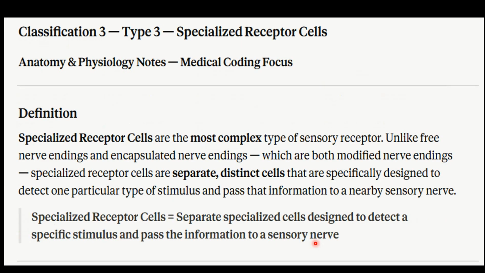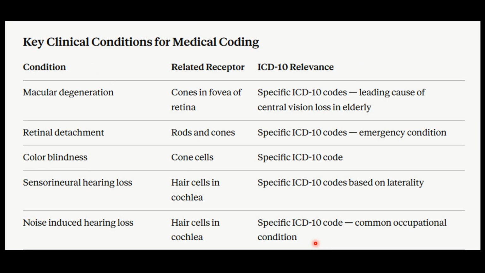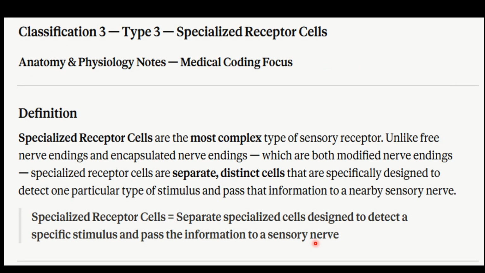And so far, we have just talked about the specialized receptor cell. So at least now you have an idea what a specialized receptor cell is, and also you know the types, what it basically detects, where it is located, and what type of nerve it is related with, sensory nerve. Okay, along with that we talked about some clinical conditions, related receptors, and ICD-10 relevance. So these are all the things that make it a perfect example or notes for the third type. And with this type, we have covered all the types for classification 3.